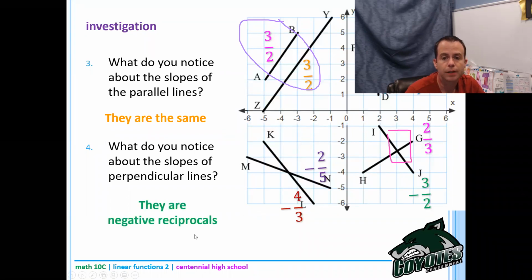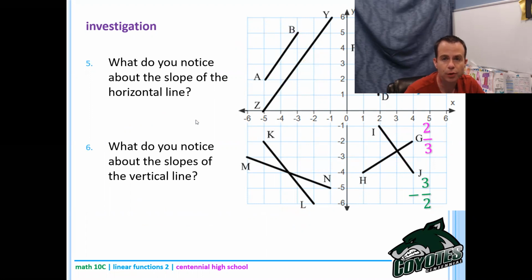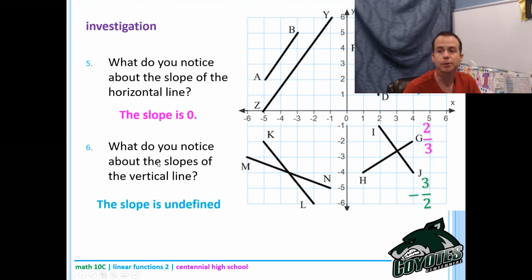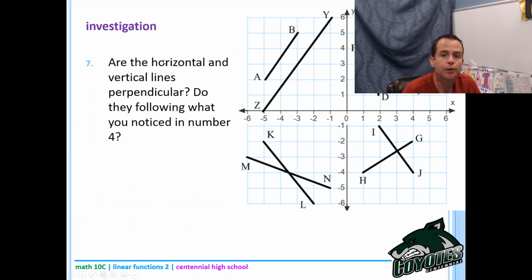Now, what do you notice about the slope of a horizontal line? We're going to go over here. Slope of a horizontal line is 0. That should be familiar to you from yesterday's lesson. And then slope of a vertical line should be undefined, which should also be familiar to you from yesterday's lesson. Are the horizontal and vertical lines perpendicular? Well, yes, they are. Do they follow what you noticed in number 4?